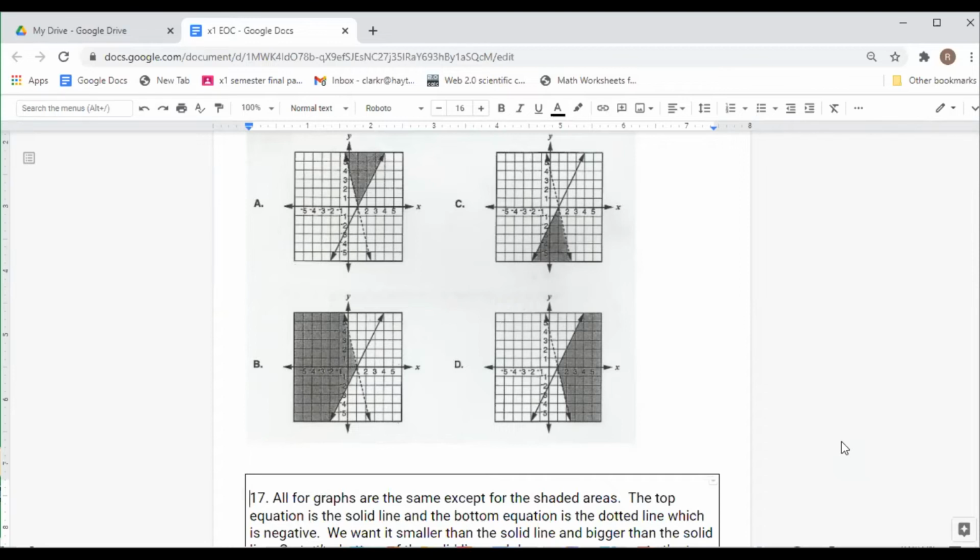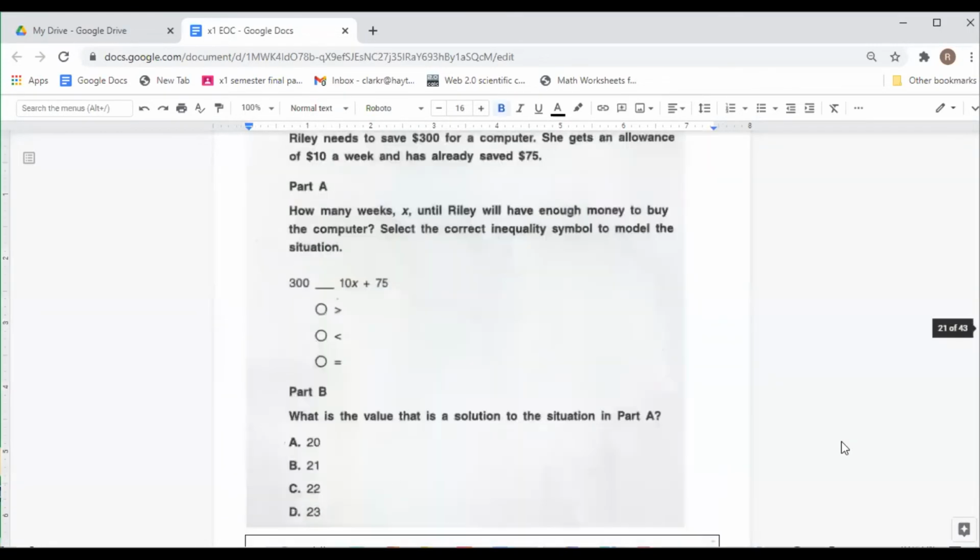So C is out, D is out. And then we got the dotted line. It's got to be to the left of the dotted line. So A is out. Our answer would be B. And if you put both those in your calculator, it would shade the area for you.